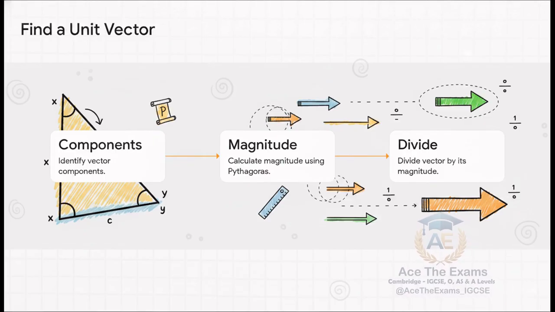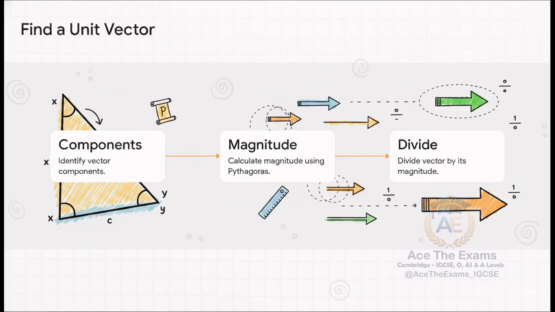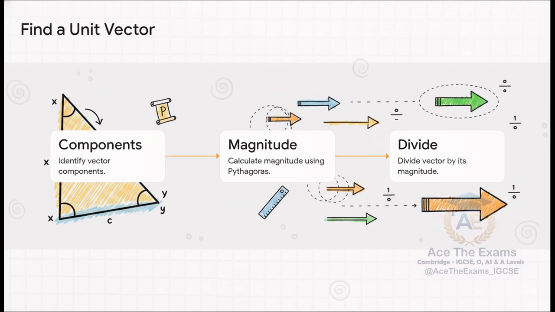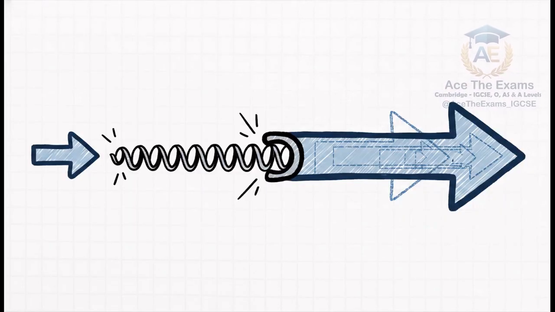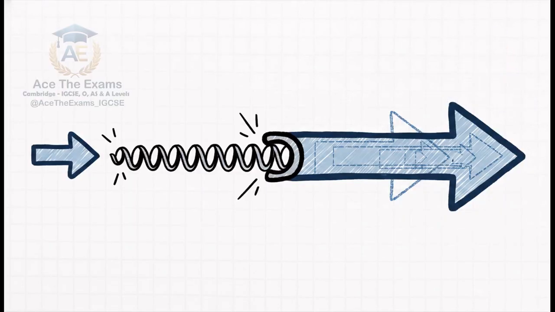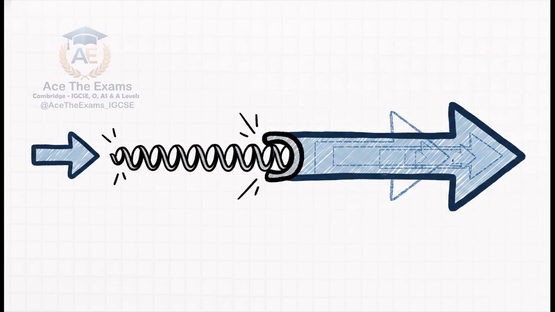First, take your standard vector and identify its components. Second, use Pythagoras' theorem on those x and y components to calculate the vector's total length. Finally, you take the original vector and divide it by that length. What this does is scale the entire vector down until it's exactly 1 unit long without altering its path even a single degree. And speaking of scaling vectors, we absolutely need to touch on scalar multiplication.